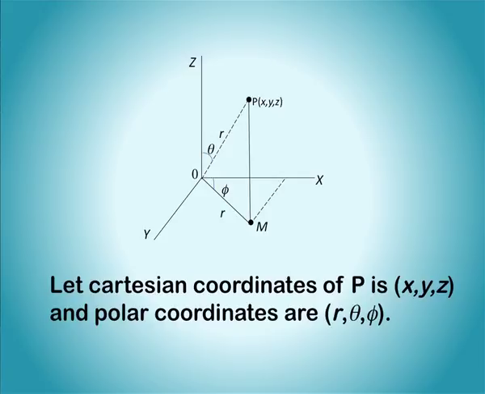So, that is theta. The distance between O and P, that means from here to this point in space, you can measure it by r. From O to M on the floor, you make it again r. So, the polar coordinates are given by r, theta and phi.